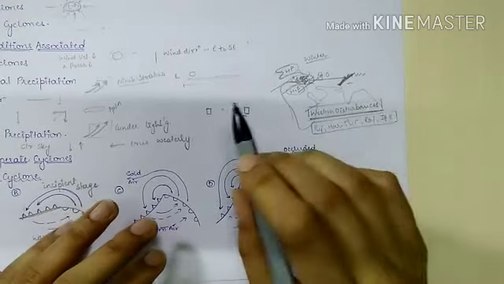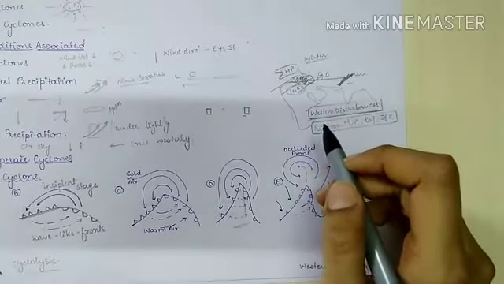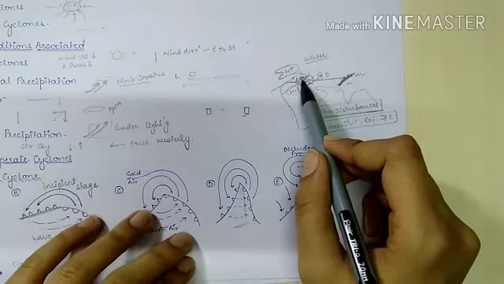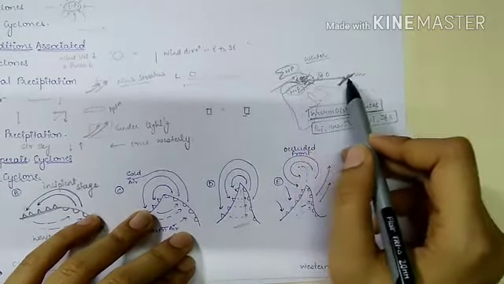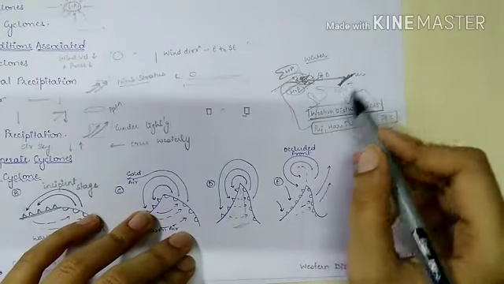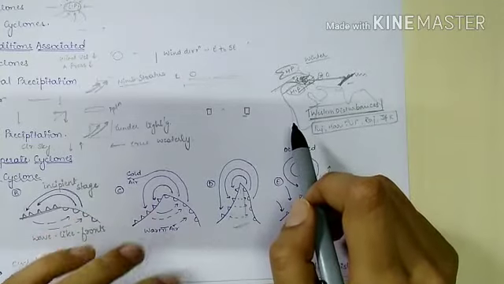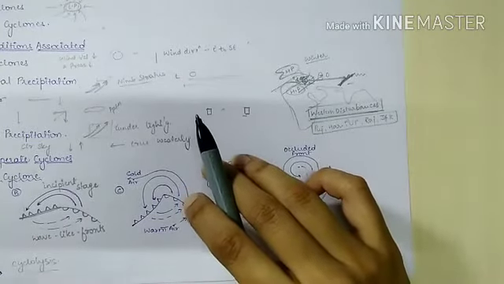So that was about temperate cyclones. Western disturbance is also a type of temperate cyclone which is generated in the Mediterranean Sea, and it is dragged by the westerlies towards the Indian subcontinent. Okay, so this was about temperate cyclones. Now we will look over to tropical cyclones.